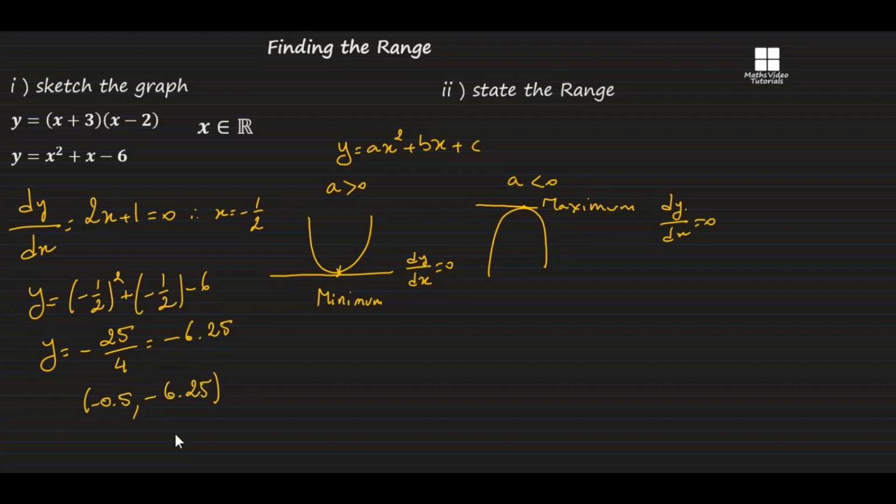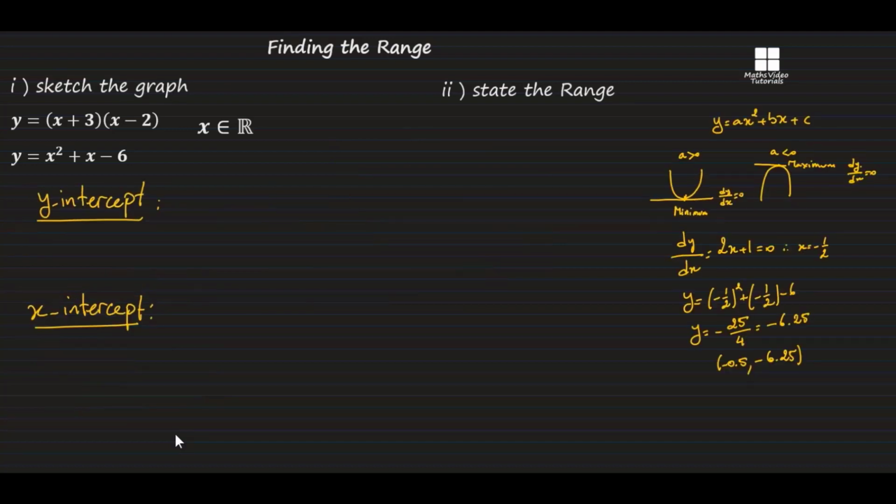Next, we need to find the y-intercept and the x-intercepts. Let's start with the y-intercept because it is the easiest. To work out the y-intercept, you need to make x equal to 0 in the expression of the function. This will give us y equal to minus 6. So we have x equal to 0, y equal to negative 6. So the coordinate of the y-intercept is 0, negative 6.